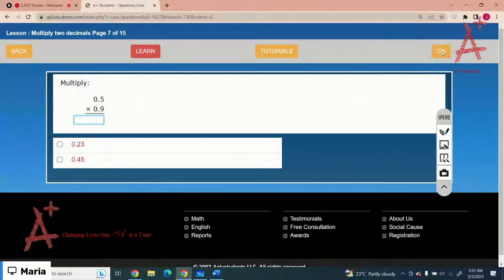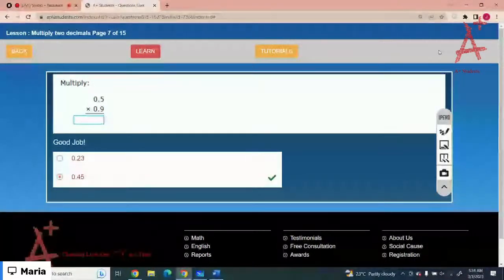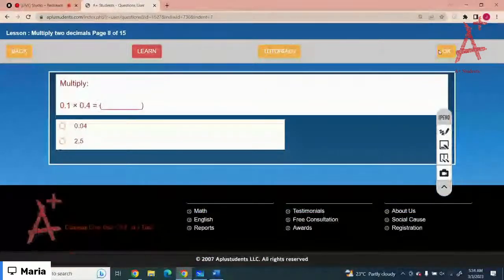0.5 times 0.9. Yes, it is 0.45. 0.1 times 0.4. Oh, it's okay. 0.1 times 0.4. 0.04 it is. Got it.